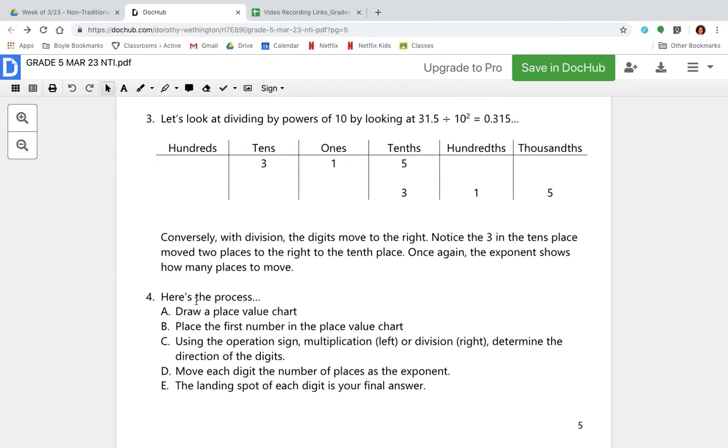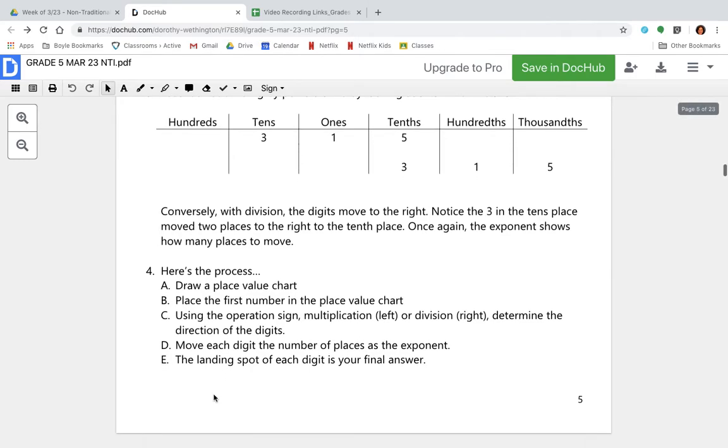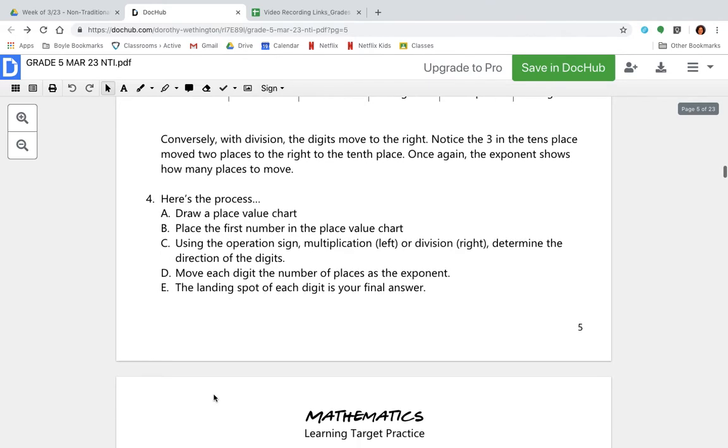Number 4, here's the process. A, draw a place value chart. B, place the first number in the place value chart. C, using the operation sign, multiplication left or division right, determine the direction of the digits. D, move each digit the number of places as the exponent. E, the landing spot of each digit is your final answer.